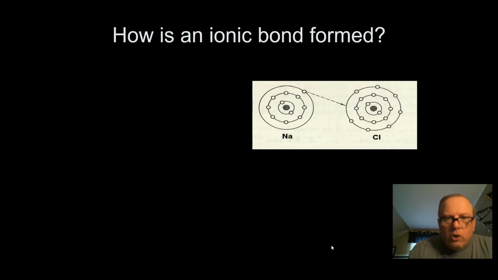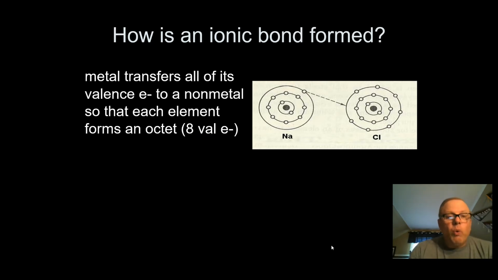And here's a typical ionic substance, and it's sodium chloride. Think of it this way: it's table salt. It is a white hard crystal, and that describes not just the white color, but the hard crystal part describes most ionic substances. Now, what we have here is a metal transferring all of its valence electrons to a nonmetal so that each element forms an octet. Yes, back to the octet rule.